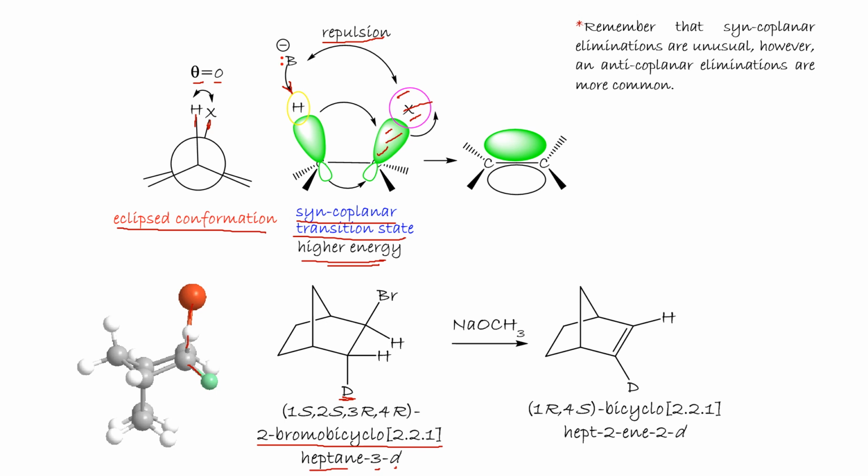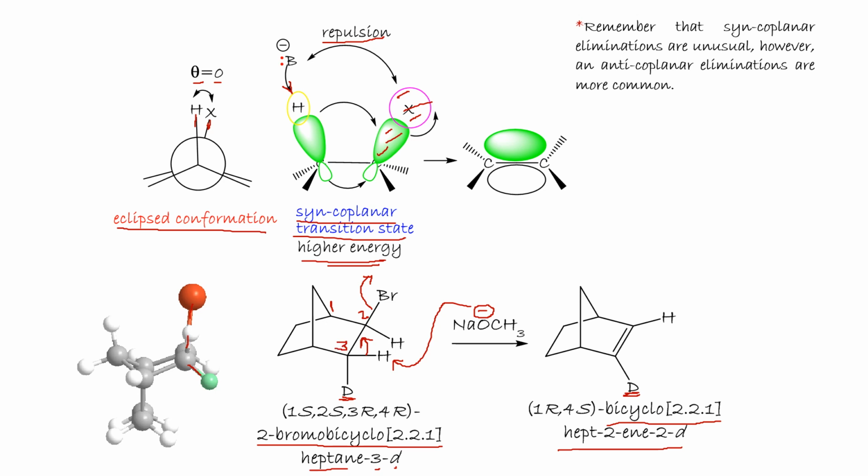So the base will attack the hydrogen, forming a double bond, and the Br is out. And we can clearly get the deuterium in the product, bicyclo 2,2,1 hept-2-ene-2-d. Here we said the number 1, 2, as the bromine comes first.